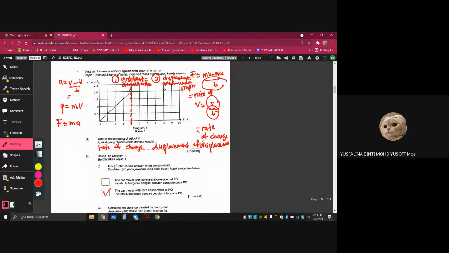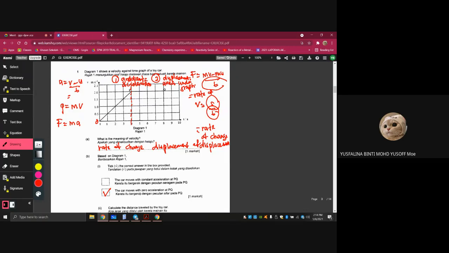So let's say the question asks you OP. Let's say I label here O. So OP. So how about this one? What is the acceleration? Constant acceleration. So how do you know it's a constant acceleration, or uniform also can?